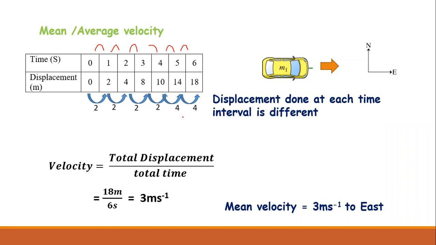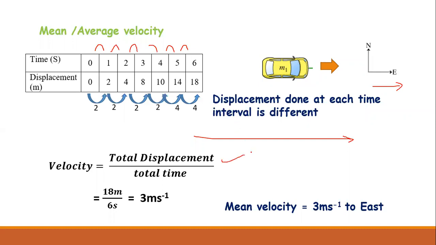Distances are different. So we have to consider total distance, not the distances. I told you that it's wrong. It's the displacement, in a straight line path in a particular direction. Here again I have mentioned it as east. So displacement done at different time intervals are different. Each time interval it becomes different.